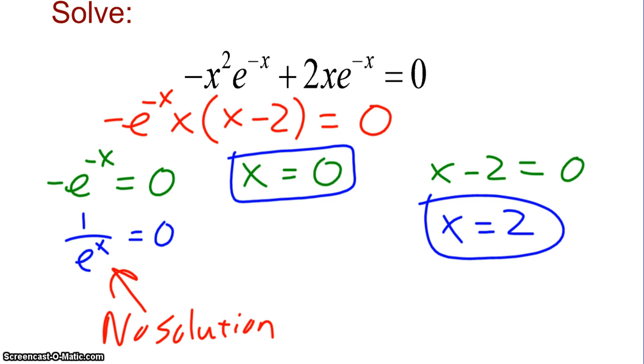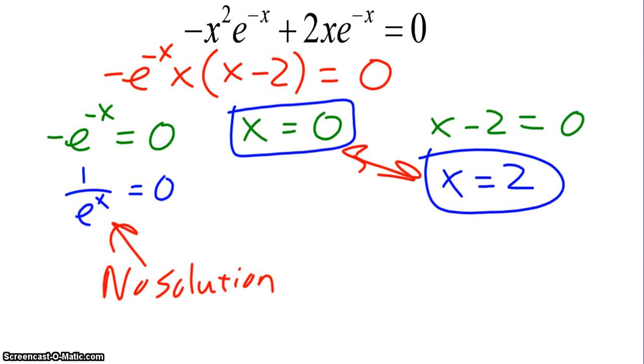So now if we set each factor equal to 0, negative e to the negative x equals 0, x equals 0, so that's an answer. x minus 2 equals 0, which gives me x equals 2 is an answer. So these two here are going to be my solutions.